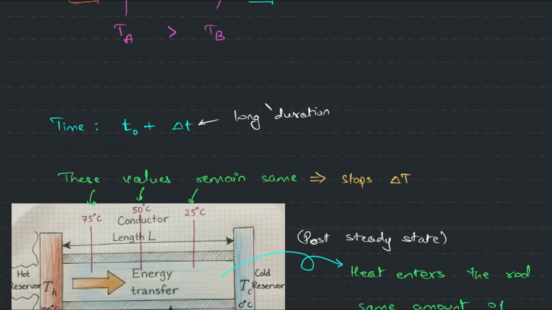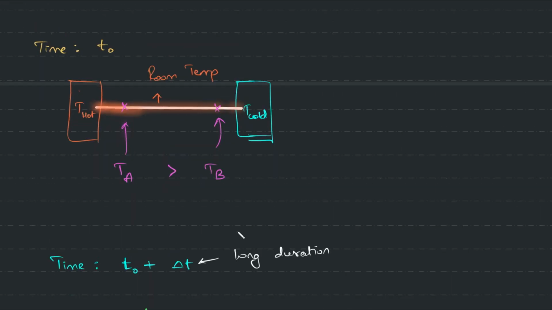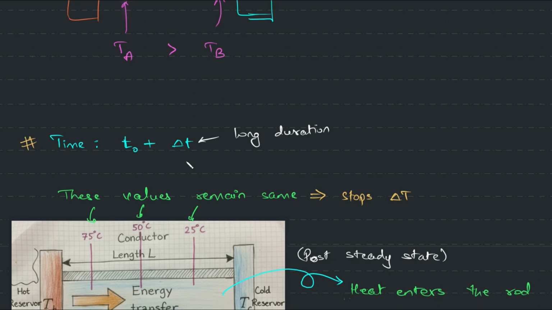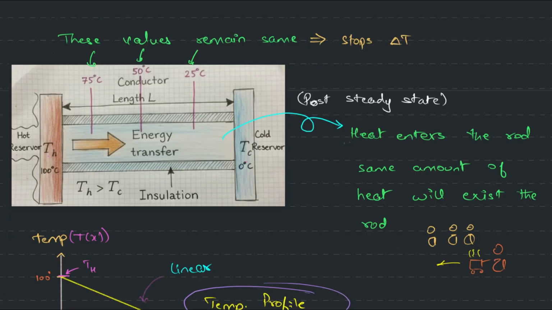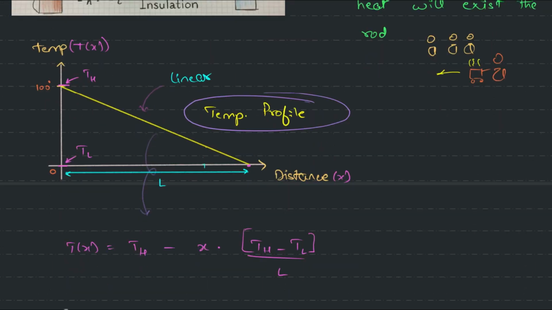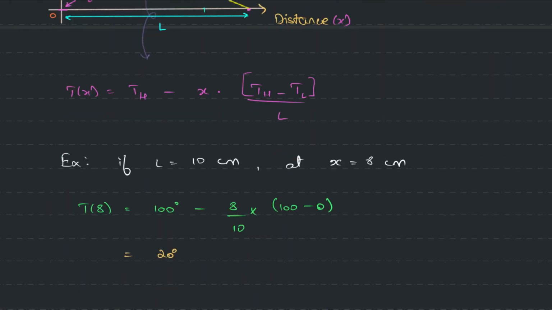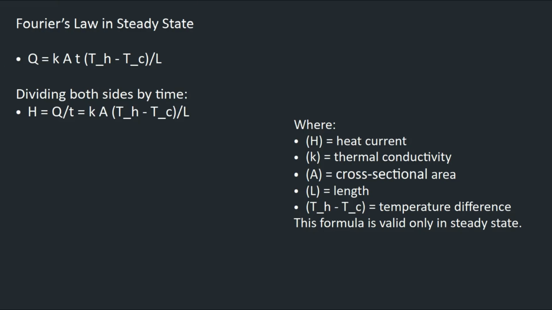So I think the best is you guys can start off with this. This is at time T naught, and this is at time T naught plus delta T. And then the graph, copy the graph, and then the mathematical expression for the graph. Okay, so just have a look at this.